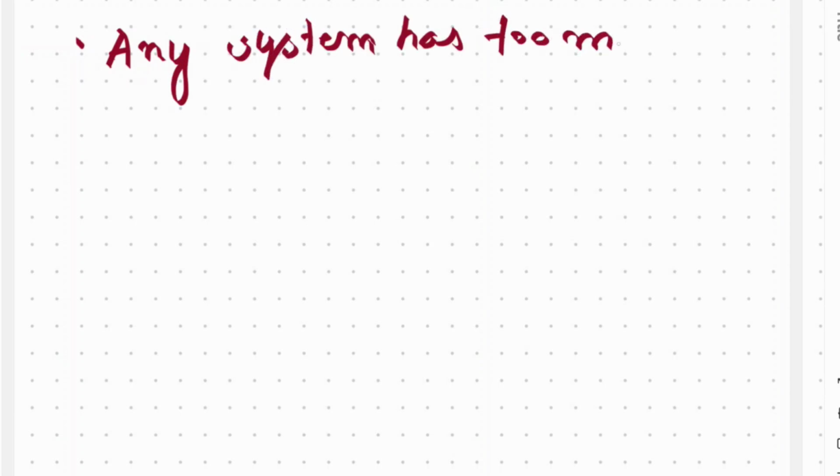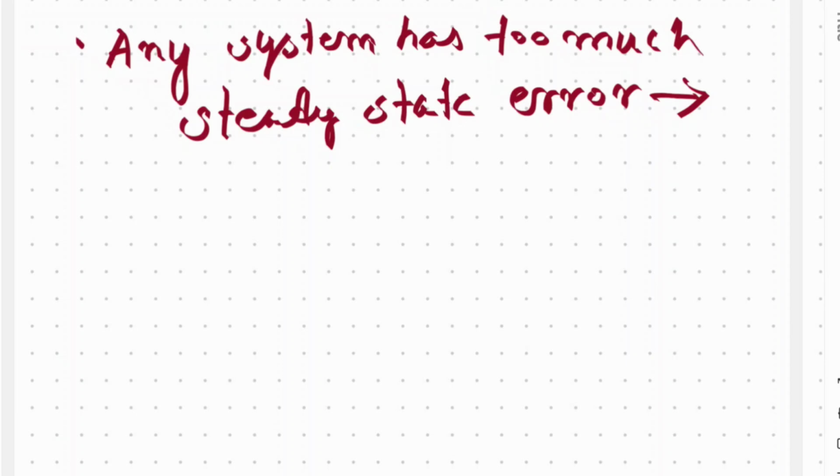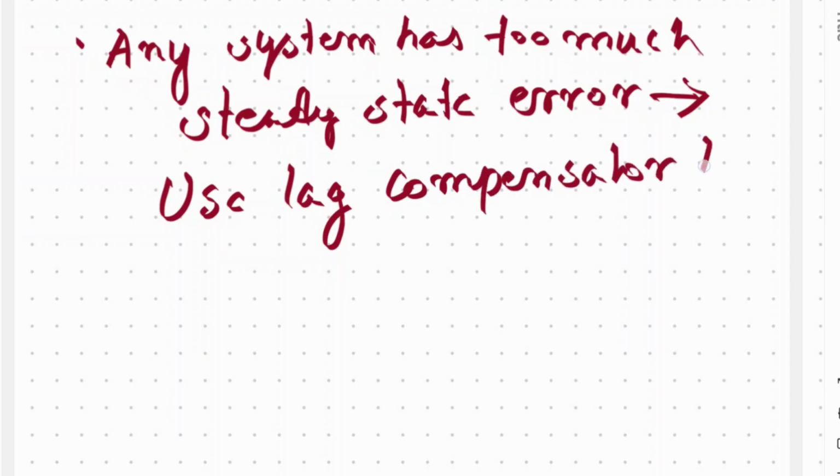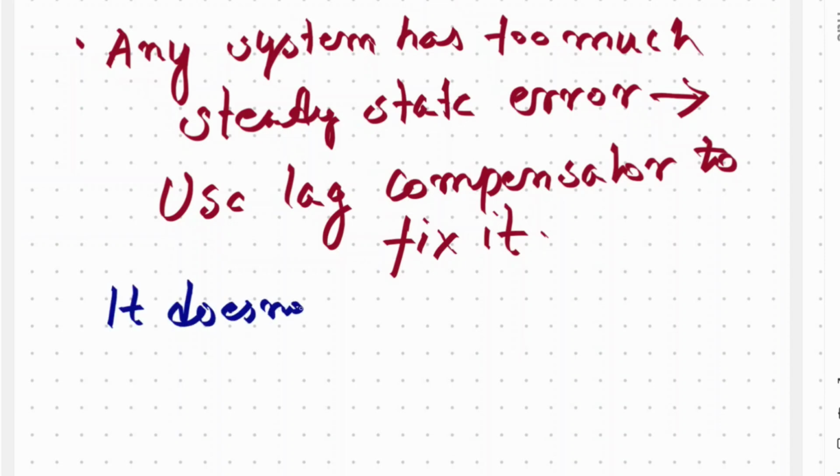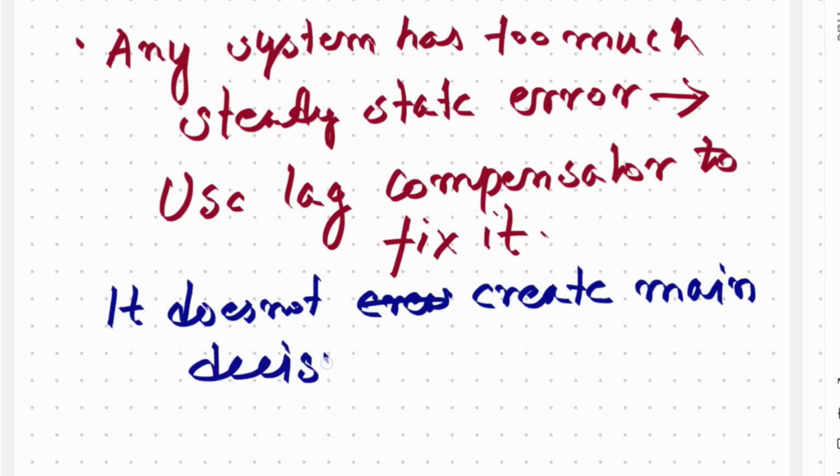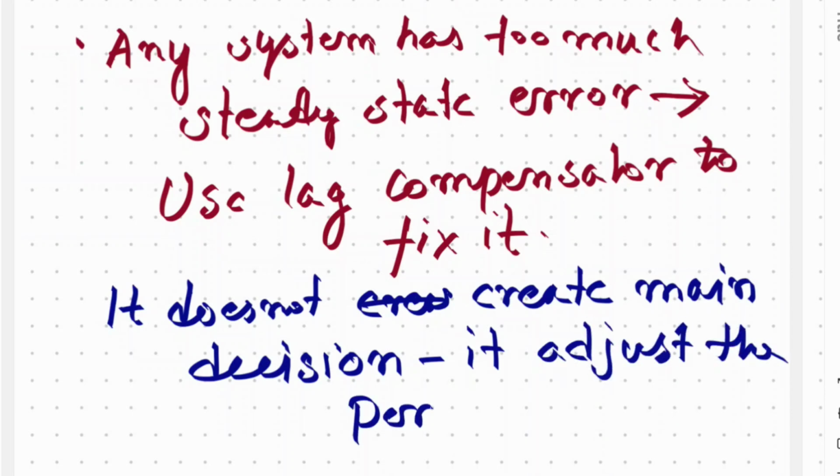Again, suppose any system has too much steady state error, in that case use a lag compensator to fix it. From this we can say it does not create the main decision. It adjusts the performance. The compensator is like glasses you wear. Suppose your eyes are already working, that is the controller, but the glasses are the compensator which make vision sharper.